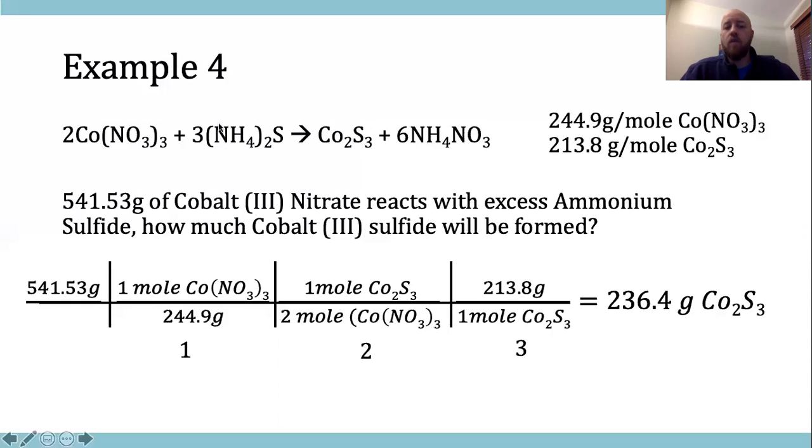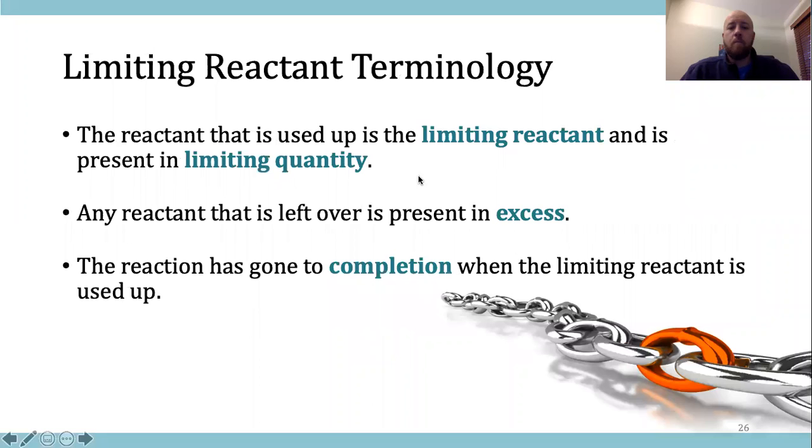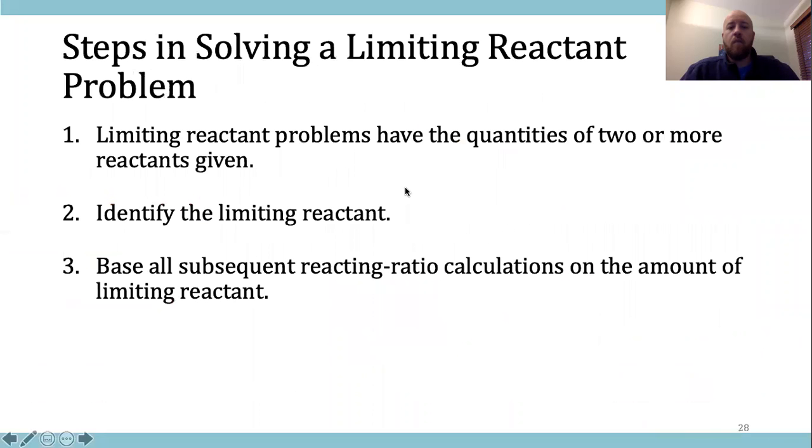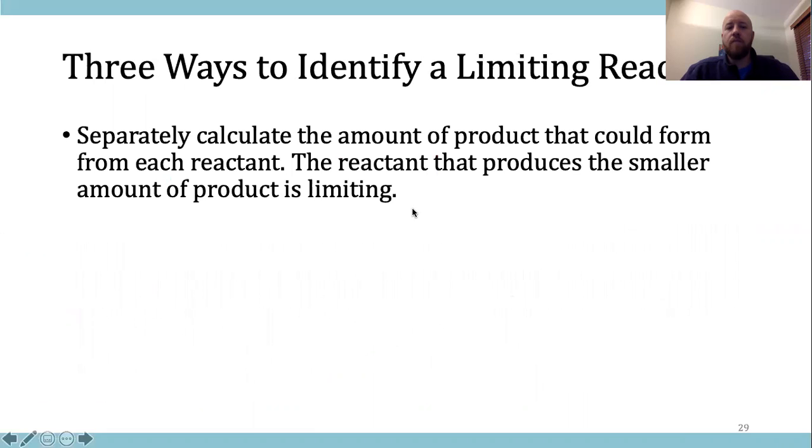Now this one ignores the other one. Again, we talked about what was excess. So in this case, the ammonium sulfide is in excess, so we don't even worry about it. But the more difficult problems are when we have things like more than one reactant and we need to know what is the limiting reactant and what is the theoretical yield.